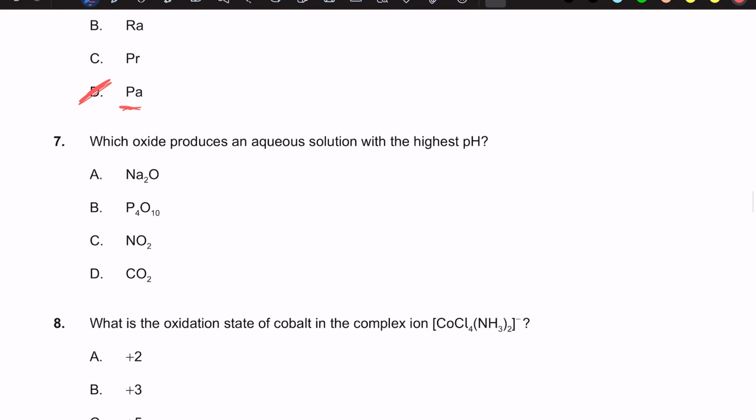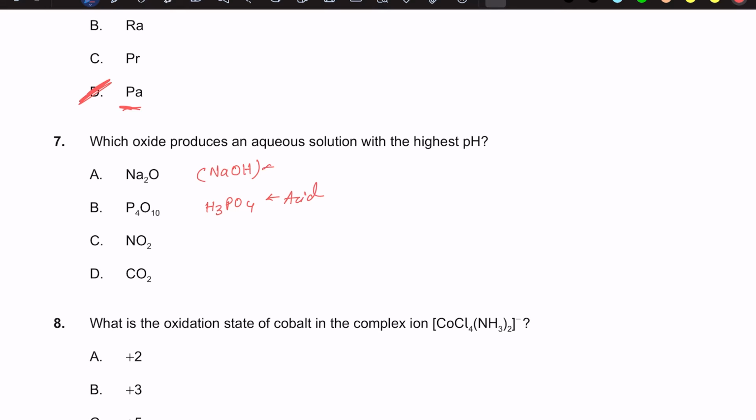Now, which oxide produces an aqueous solution with the highest pH? Highest pH means which one of them will produce a base, right? So Na2O, when mixed with water, will give you NaOH, which is a very strong base. P4O10 will give us an acid, somewhat like H3PO4.